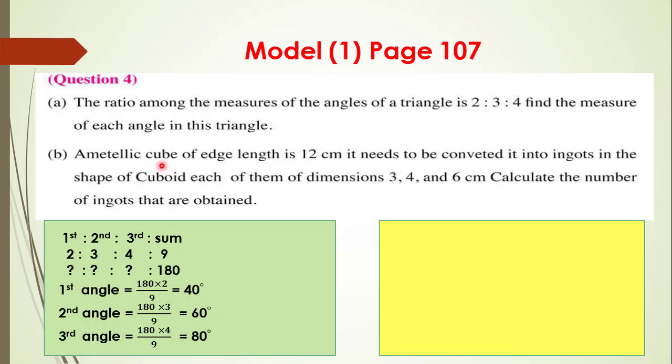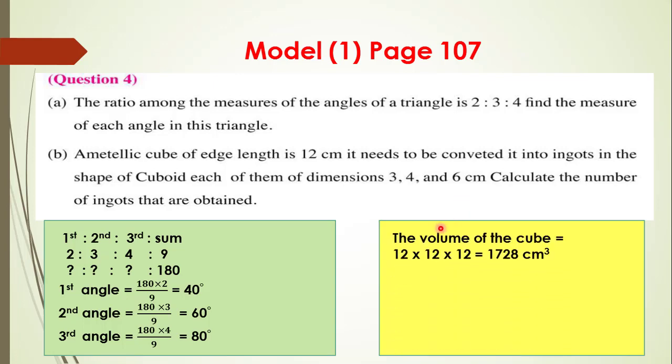What about B? We have a metallic cube of edge length 12 centimeters. It needs to be converted into ingots in the shape of a cuboid, each of them of dimensions 3, 4, and 6 centimeters. Calculate the number of ingots that are obtained. In this case, we need to calculate the volume of the metallic cube and the volume of each cuboid ingot. So let's start.